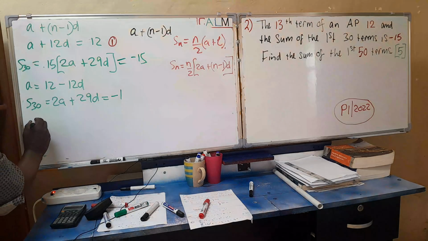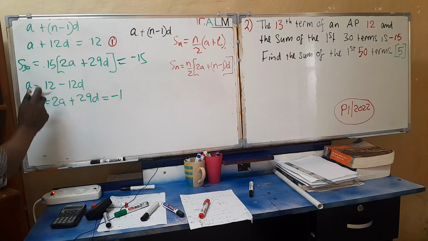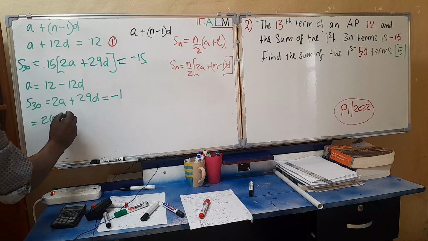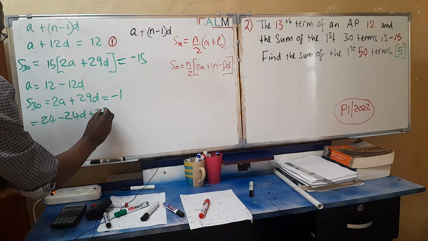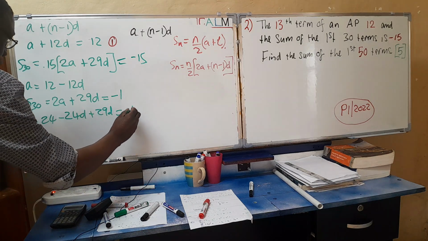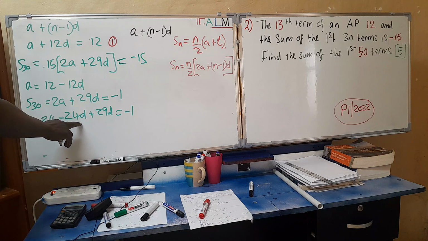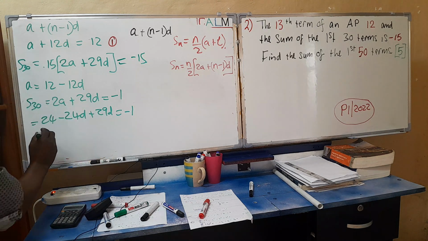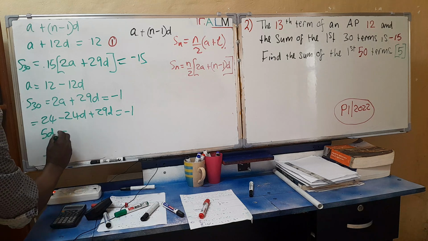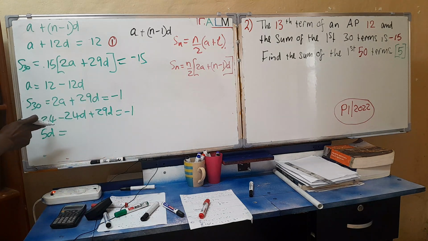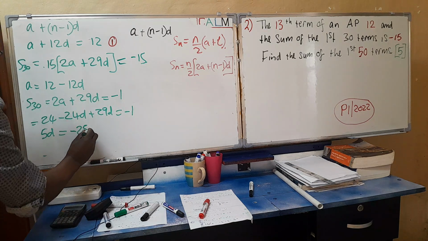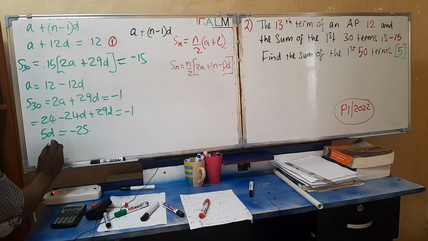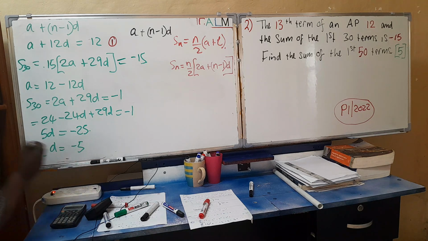Substituting for a, we get this is equal to 2 times 12 is 24, minus 12 times 2d, that gives me minus 24d, plus, of course, this 29d, it's equal to minus 1. Minus 24d plus 29d gives me a 5d. I take the 24 to that side, it becomes a minus 24, so minus 24 minus 1 gives me a minus 25. So d is equal to minus 5.